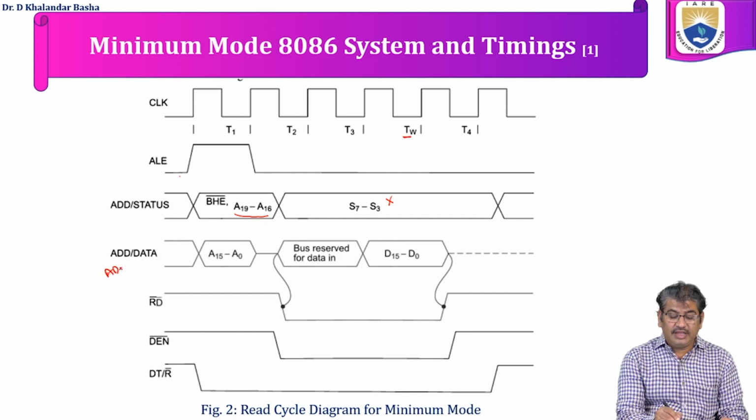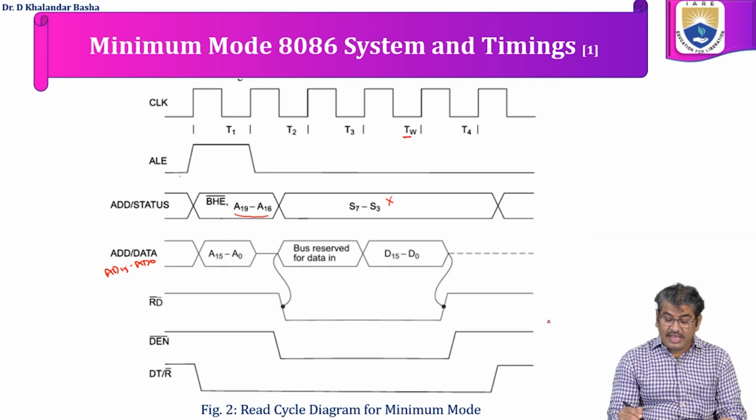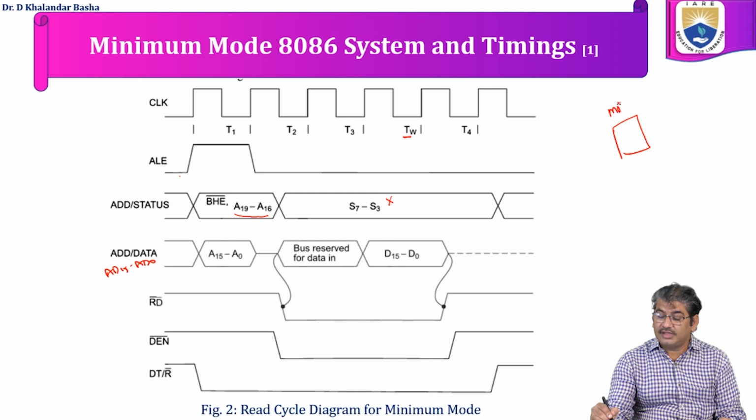From the lines AD15 to AD0, during T1 cycle, when ALE is equivalent to 1, these address and data lines will pass the address information, that is from A0 to A16. Once ALE signal goes to 0, then the data will be placed here. So now as it is a read cycle, the data will be received from the memory blocks or IO blocks.